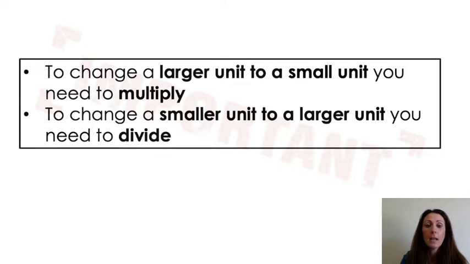On the other side, if you're going from a smaller unit to a larger unit, you're going to have to divide. So for example, if you're going from ounces to cups, we know that ounces is a smaller unit than a cup, so therefore you would have to divide. Again, this is always here for you to reference. Don't feel like you have to memorize this. Come back, reference it anytime you need it.